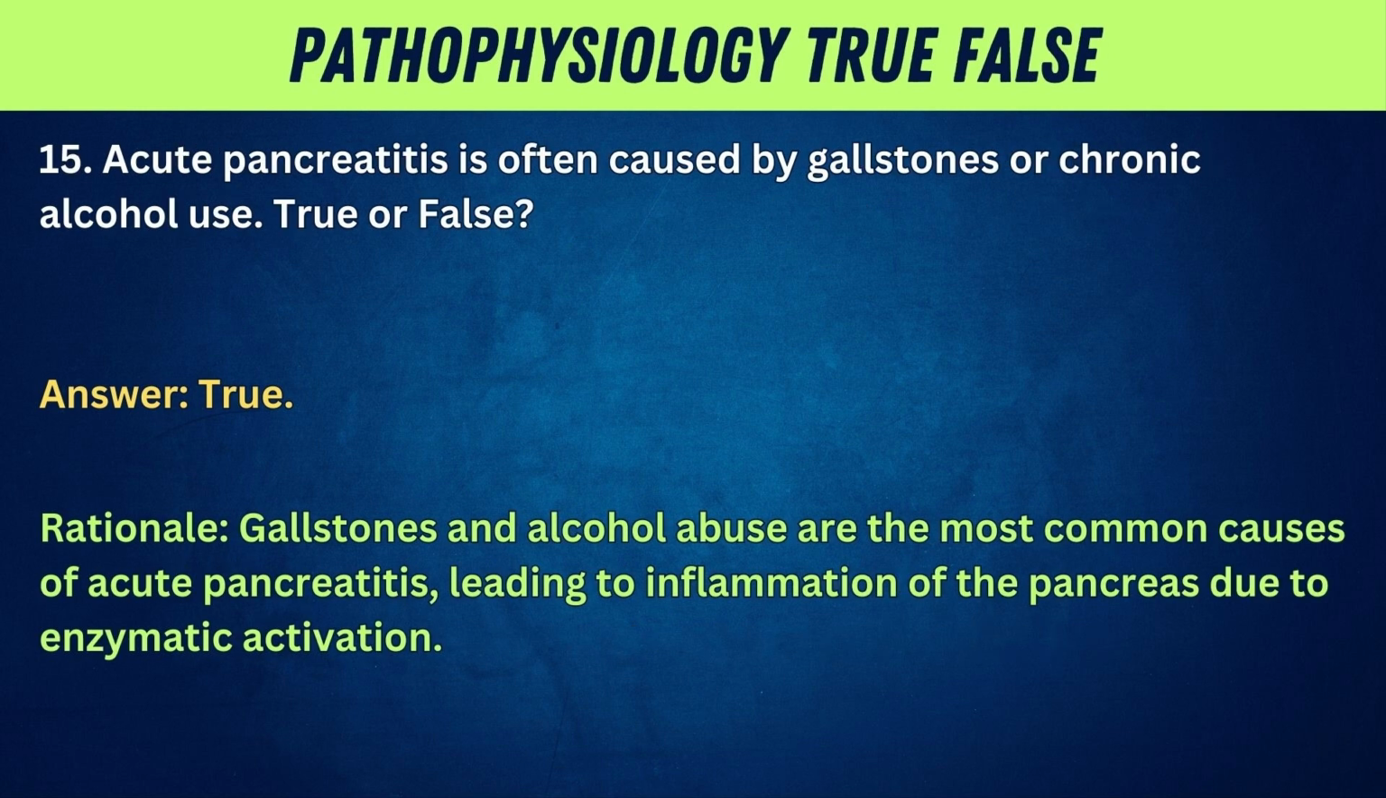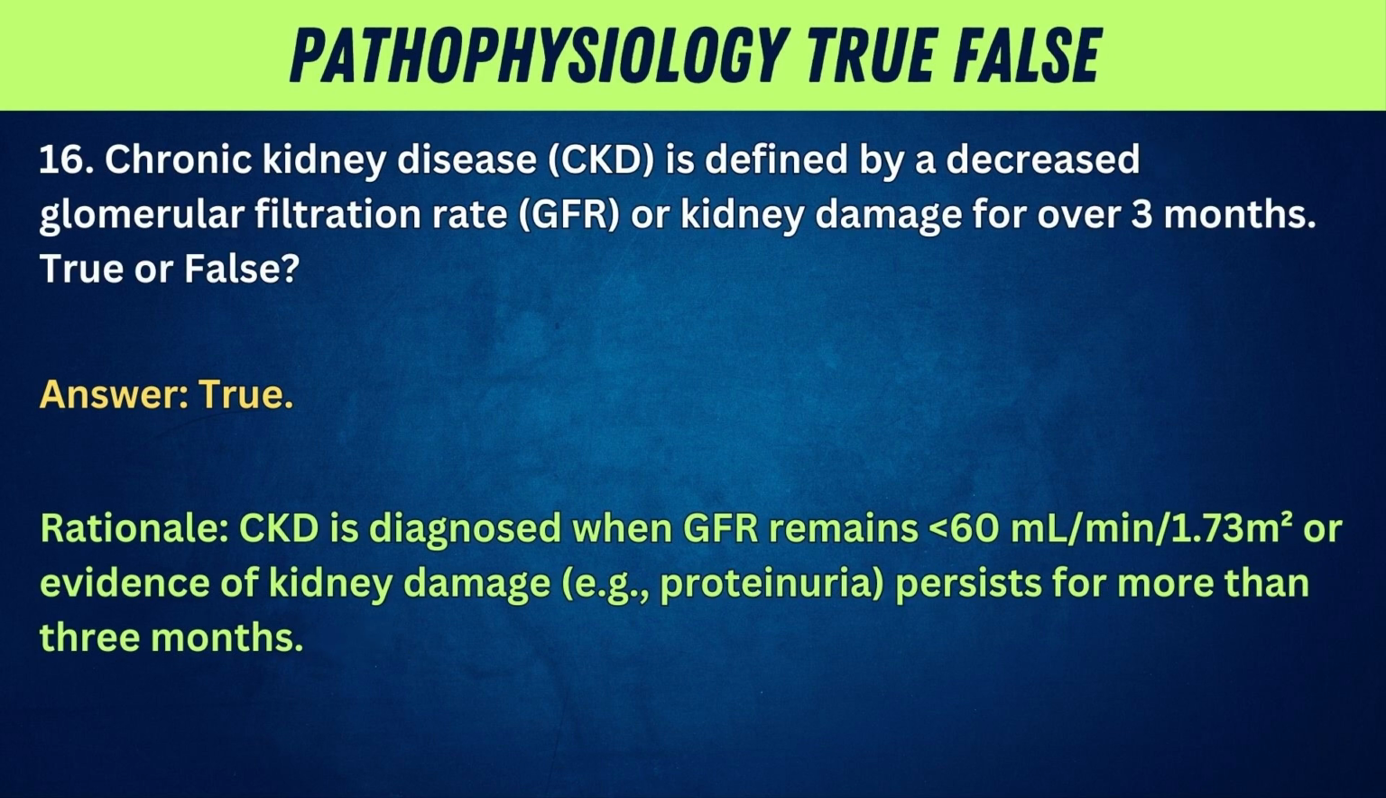15. Acute pancreatitis is often caused by gallstones or chronic alcohol use. True or false? Answer: true. Rationale: gallstones and alcohol abuse are the most common causes of acute pancreatitis, leading to inflammation of the pancreas due to enzymatic activation.